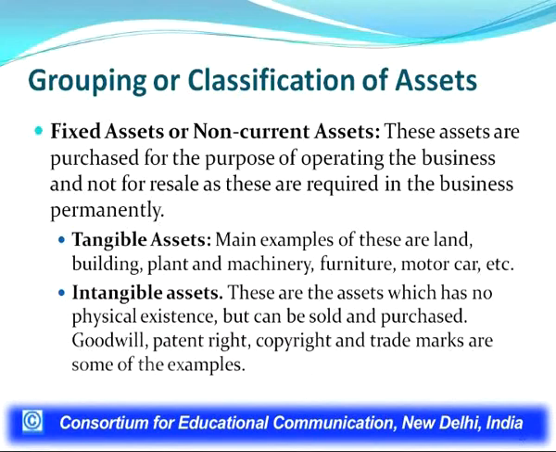Fixed assets or non-current assets further may be classified into two categories: tangible assets and intangible assets. Tangible assets are those assets which have physical existence. They may be touched, they may be seen. For example, land, building, plant and machinery, furniture, motor car, cattle or livestock, equipments. So, all these are the examples of tangible assets.